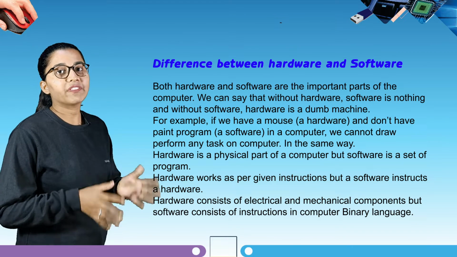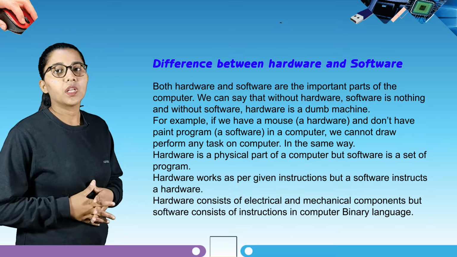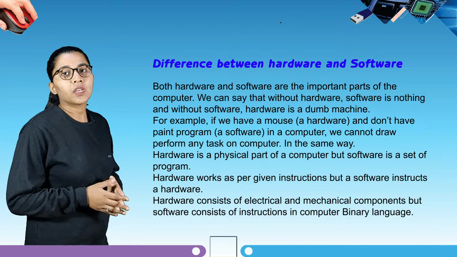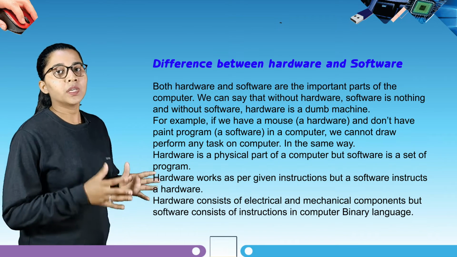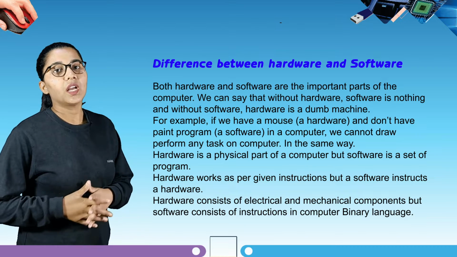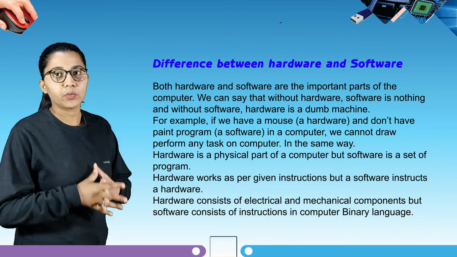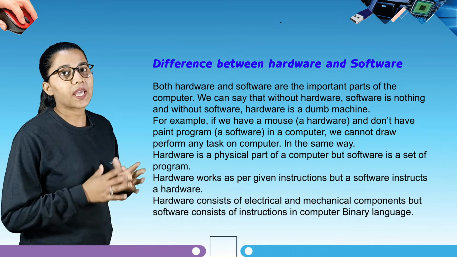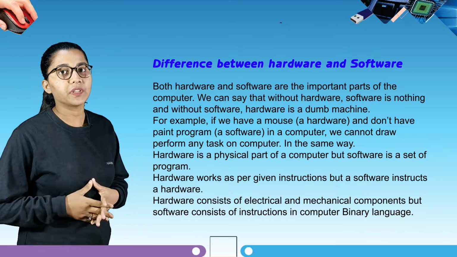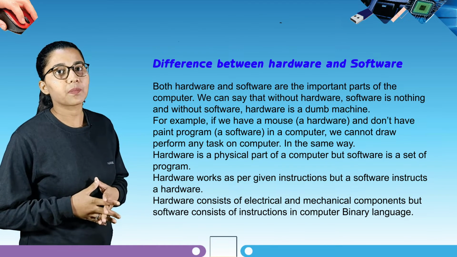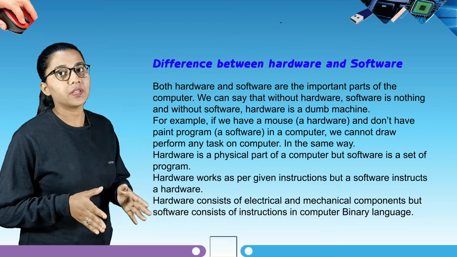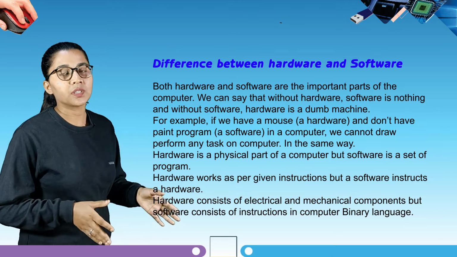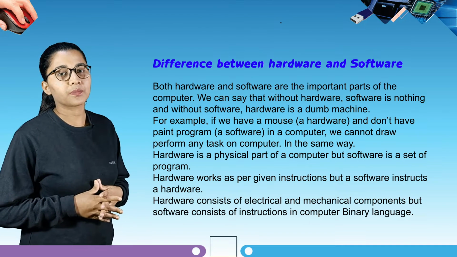For example, if we have a mouse, a hardware, and don't have a paint program as a software in a computer, we cannot draw or perform any task on a computer. In the same way, hardware is a physical part of computer, but software is a set of programs. Hardware works as per given instruction, but a software instructs hardware. Hardware consists of electrical and mechanical components, but software consists of instructions in computer binary language.